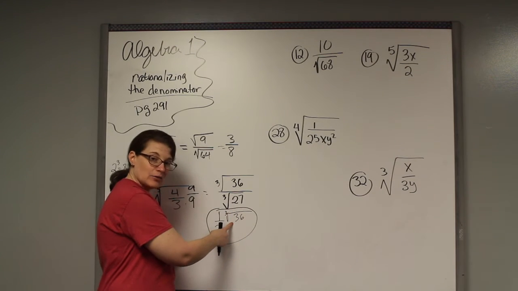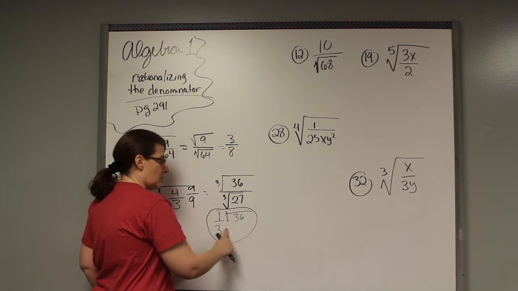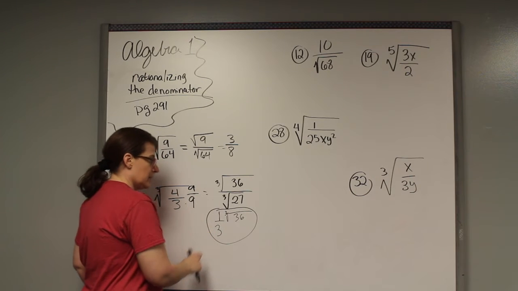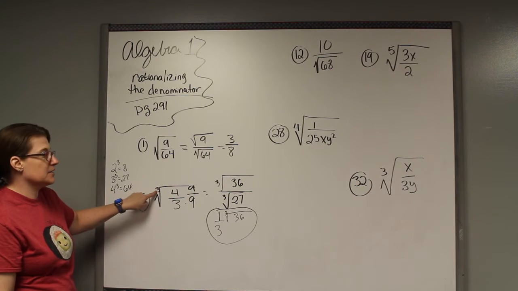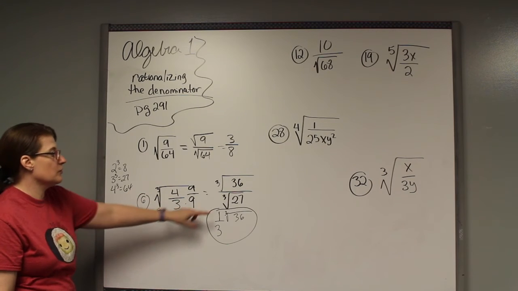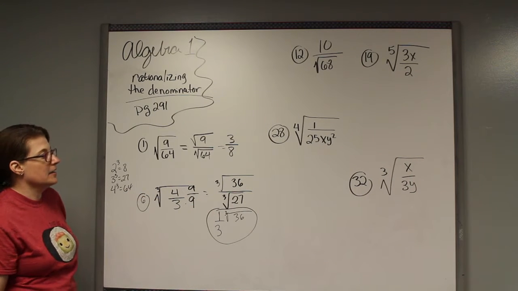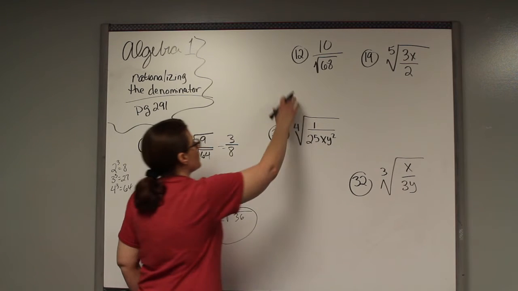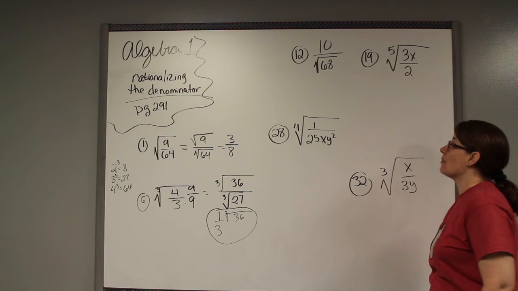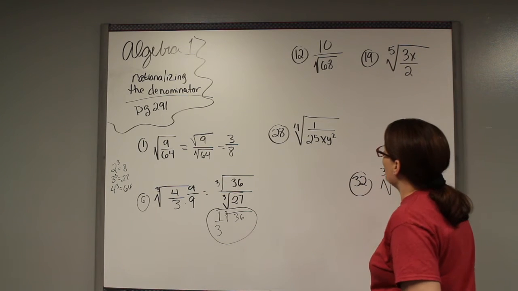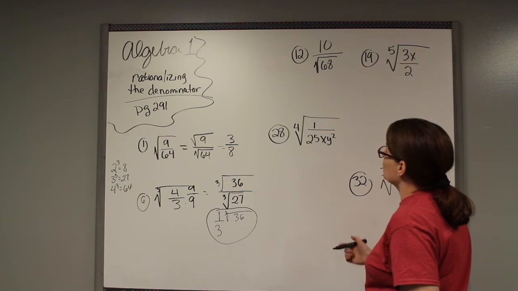It's okay to have a radical in the top. It is not okay to have a radical in the bottom. So pay attention to the index, because that's what's going to help you figure out what to multiply that by. Switching gears, we're going to go up here to number 12. Number 12, there's not a radical in the top. There is a radical in the bottom. 68, it's a square root.